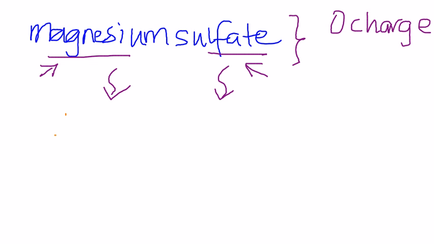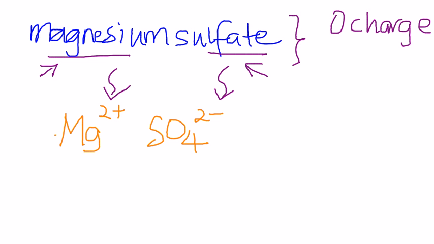So magnesium, Mg, as we can find from the periodic table, it is in group 2. And since it is in group 2, the charge will be 2+. We have mentioned this in the earlier video. And sulfate as well, SO4 2-, so you need to know this.